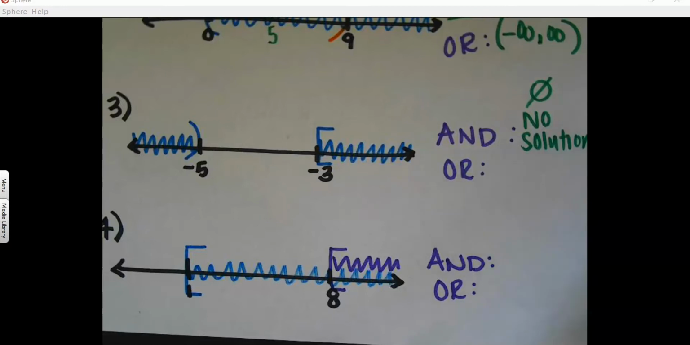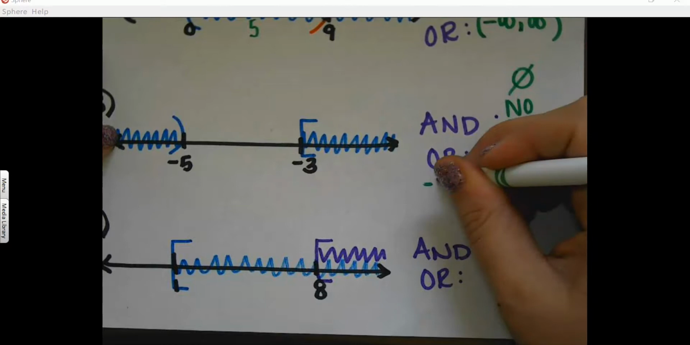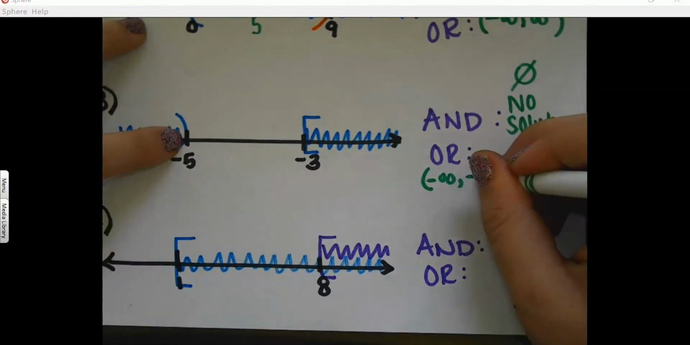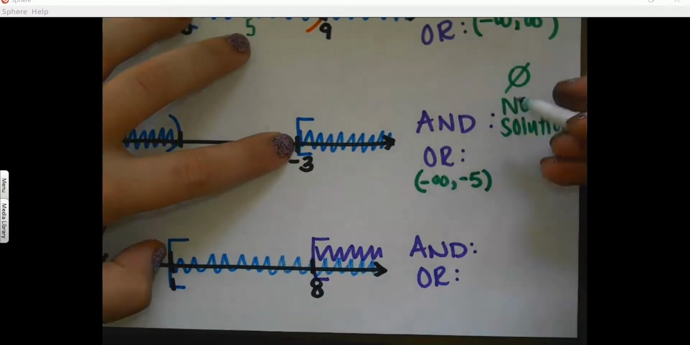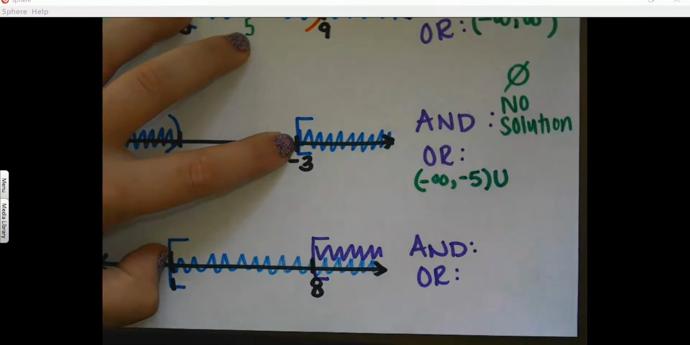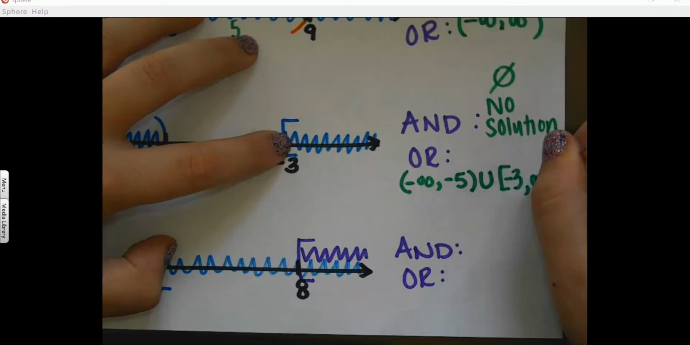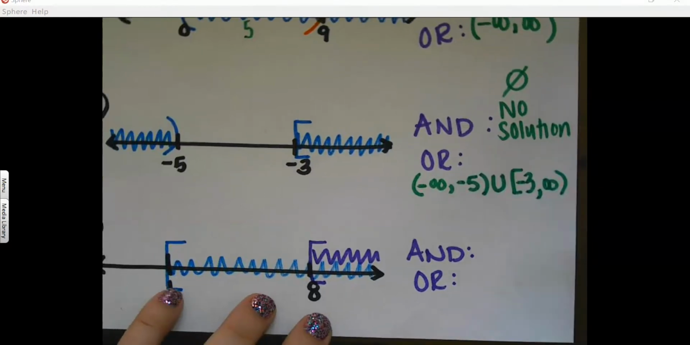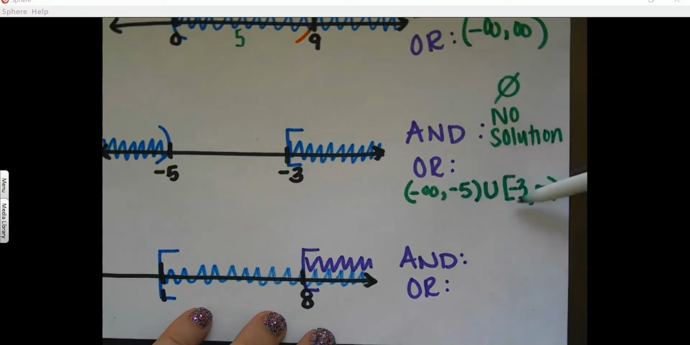Or means include everywhere there's shading. So here there's shading, so -infinity, parenthesis around that, all the way up to -5. And then we have this spot where there's no shading, so that's when we use this symbol here. And then any number, including -3, that's what the bracket means, and greater, so infinity. This is the difference between and or: no solution versus these solutions.